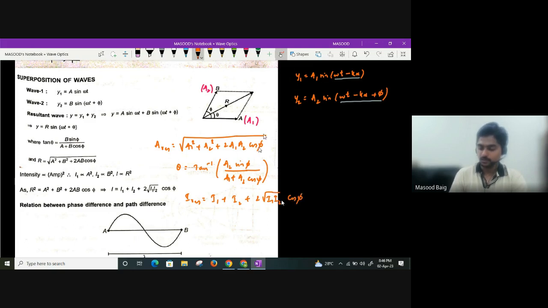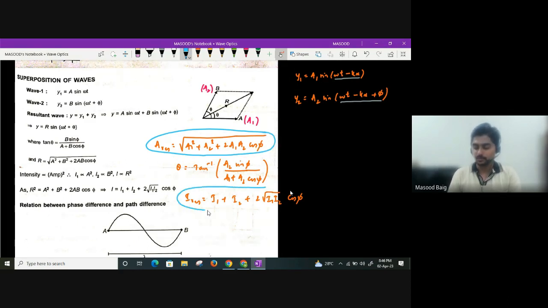So for given sources, I1 and I2 will not change, but there is a possibility for phi to change, guys. If phi is changing, this cos phi may be maximum or minimum. If it is maximum, you are going to have an interference called constructive interference. If it is minimum, then we are going to have an interference called destructive interference. So which formulas are important, guys? The first formula, the resulting amplitude, is under root of a1 square plus a2 square plus 2a1 a2 cos phi. The resulting intensity will be I1 plus I2 plus 2 root I1 I2 cos phi. Clear, all of you? Understood, everyone?